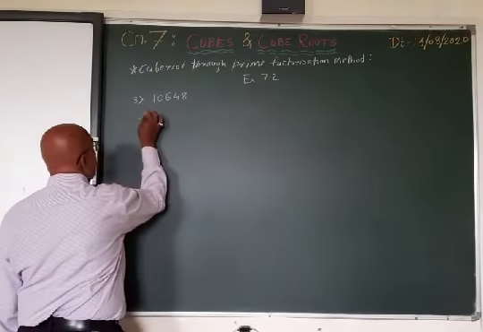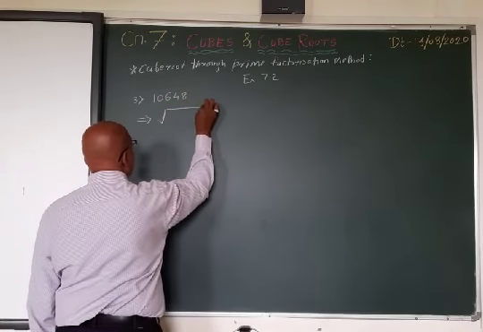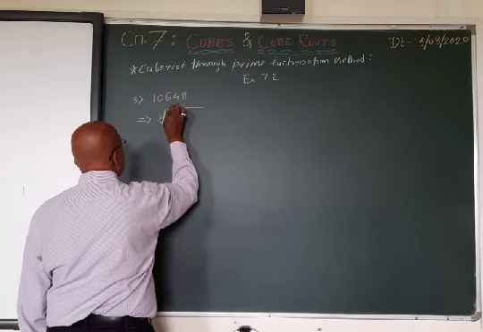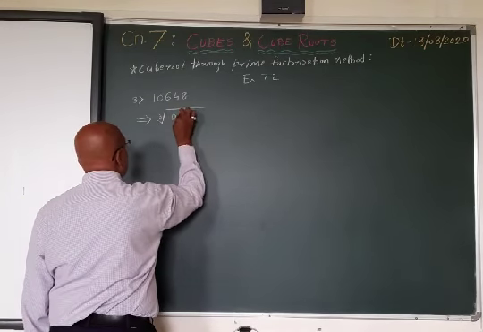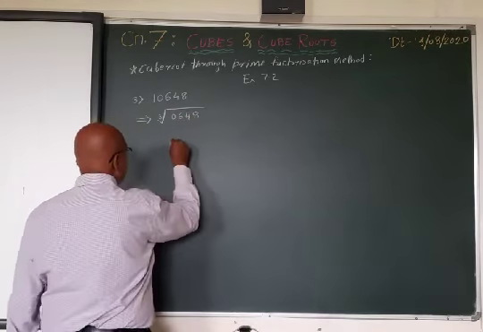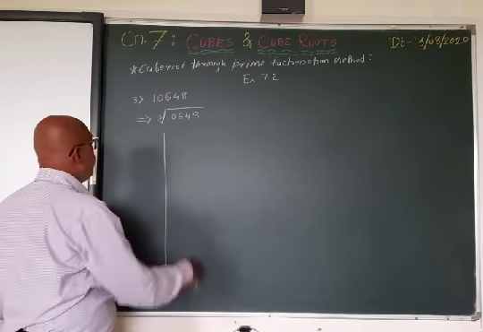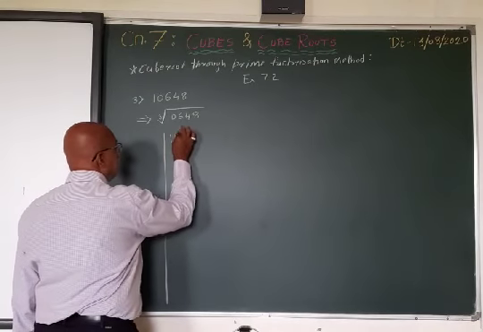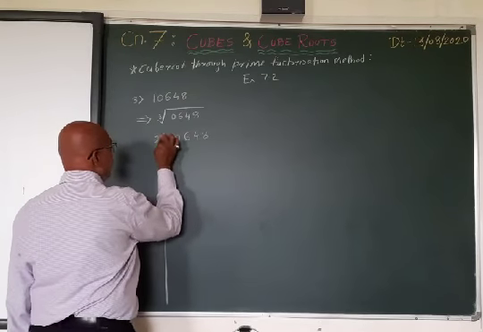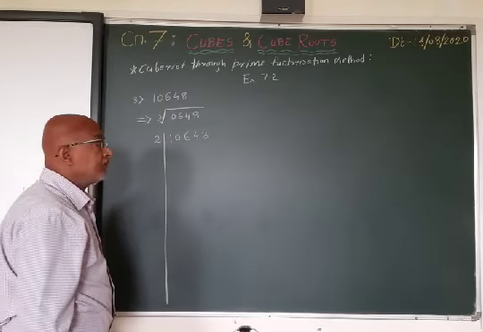So the first thing to write is, represent this number in the standard form of cube root, that is, cube root of 10648. Now for this, as I said, we have to do the prime factorization. 10,648 is an even number, so the first prime factor is 2.